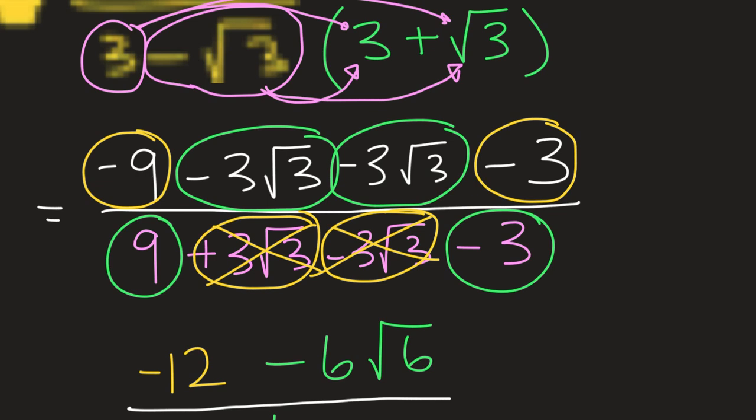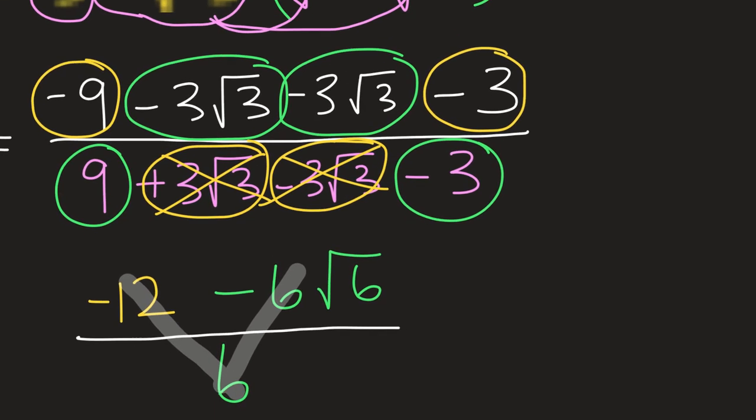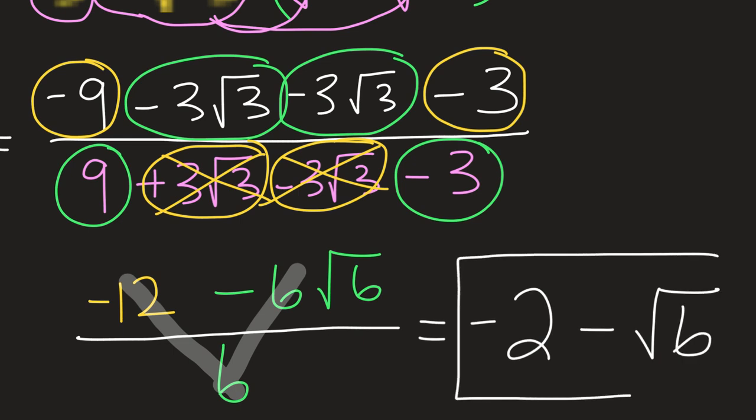And the last thing we can do is notice what divides. Does 12 divide by 6? Yes, it does. Does 6 divide by 6? Yes, it does. So we can do both of these divisions at the same time to give me a final answer of negative 2, because that's negative 12 divided by 6, minus 1, so we don't have to write a 1, root 6. And this is your answer.